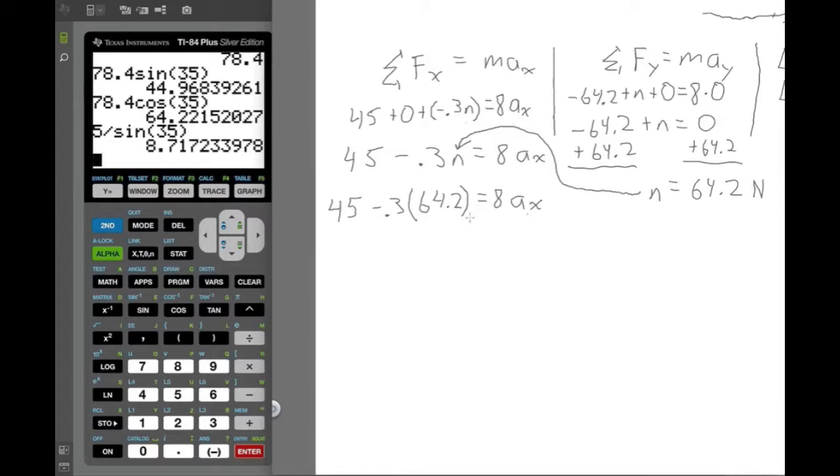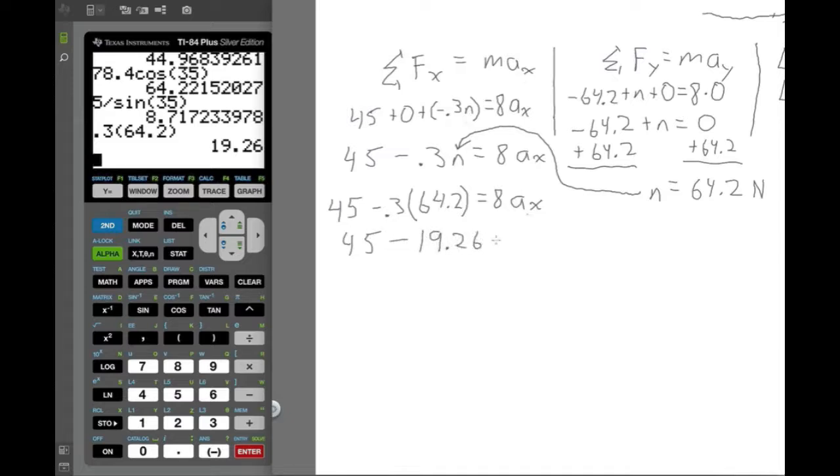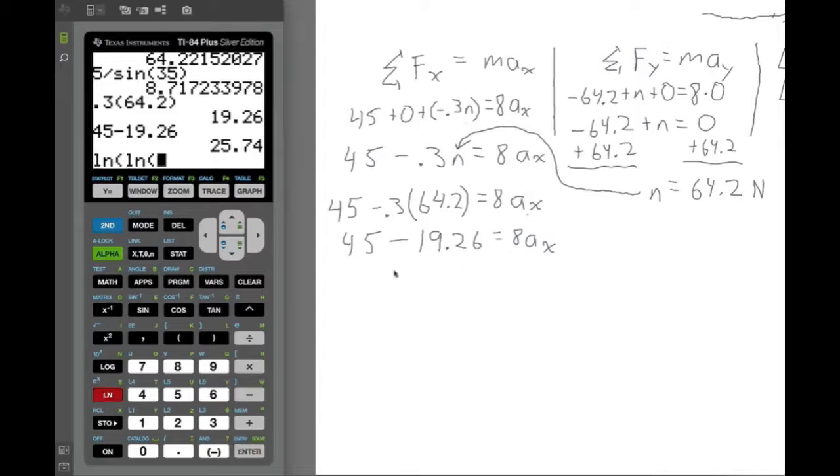Now we could simplify the left-hand side in one step on our calculator, but I'm actually going to split it up into two steps, because this will give us more insight into the relationship between the forces. So now we can do 45 minus 19.26. So we get 25.74 equals 8 a sub x. This equation should now be easy to solve.